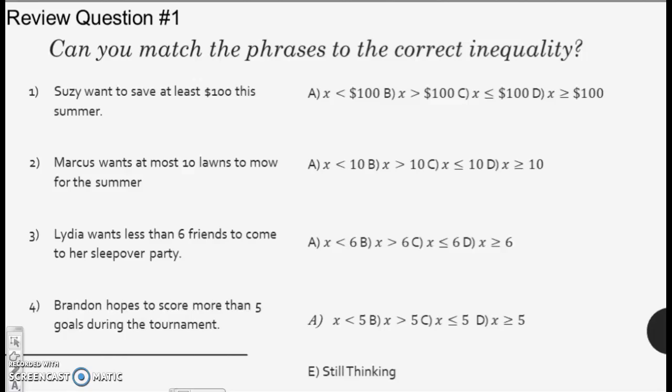Okay, so there are 4 within this question, and for each one you're going to circle A, B, C, or D. Which of those inequalities represents the phrase that's being described? The phrases are: 1, Susie wants to save at least $100 this summer. 2, Marcus wants at most 10 lawns to mow for the summer. Number 3, Lydia wants less than 6 friends to come to her sleepover party. And number 4, Brandon hopes to score more than 5 goals during the tournament.